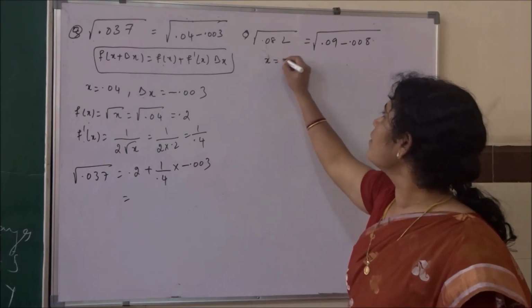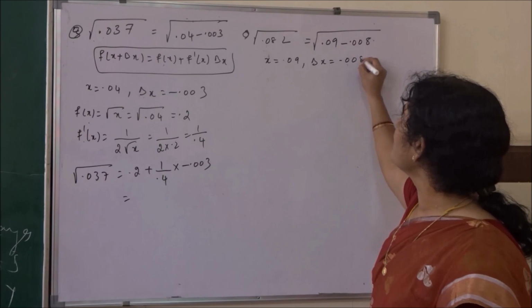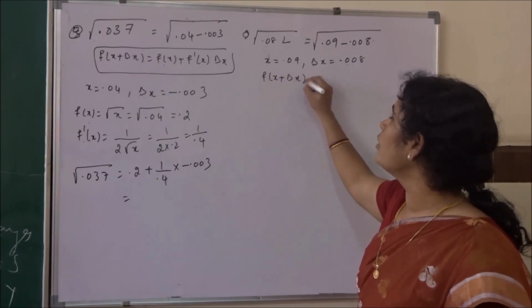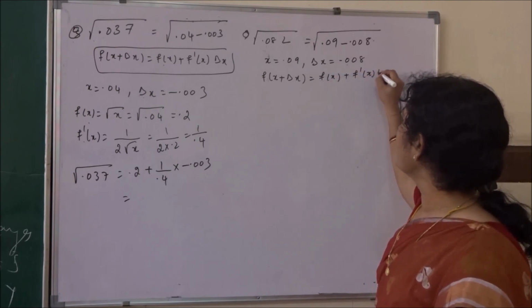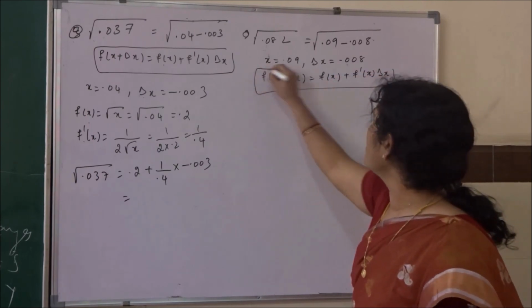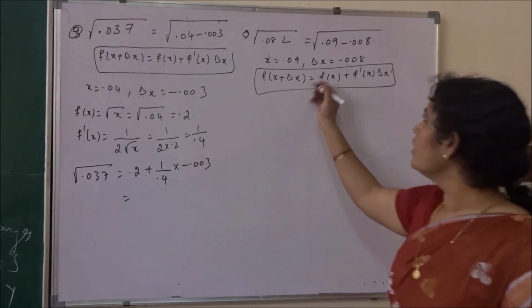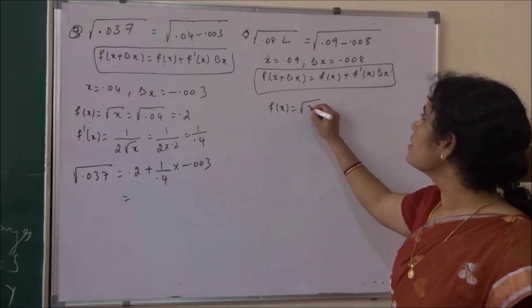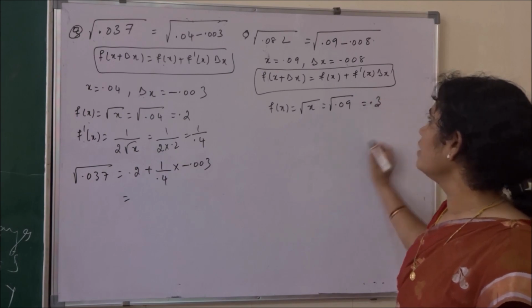Now what is x here? 0.09. What is delta x? That is 0.008. Okay. Now what is the formula? Again I am writing the formula so that you can easily remember. Nothing difficult. If you know the formula, then identify what is x, what is f of x, what is delta x. Now what is f of x? That is equal to root x, that is equal to under root of 0.09, that is equal to 0.3. Am I correct?